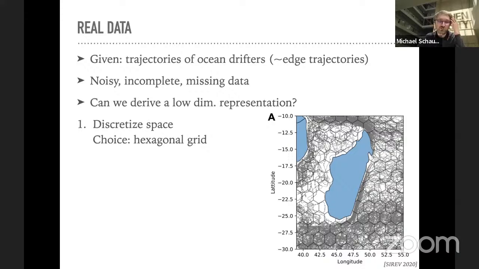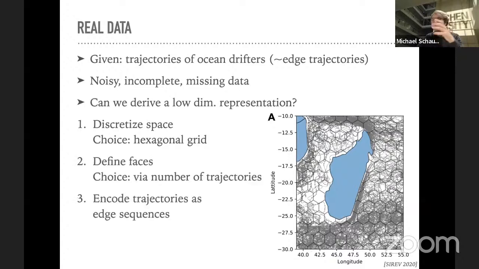So what we did is we discretized the space. We just choose a hexagonal grid because then we get a triangular lattice and we can fill a lot of these triangles. So basically each hexagon becomes a node. We link two nodes if there are a sufficient number of trajectories going through two adjacent hexagons, and we fill the triangle if there's a sufficient number of trajectories going through that area as well. So this is how we define the faces, and now we can do the same thing.